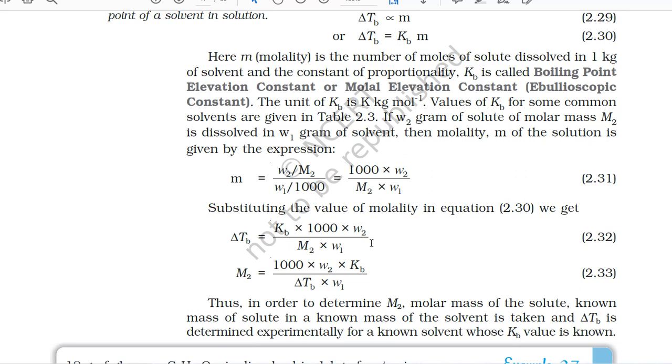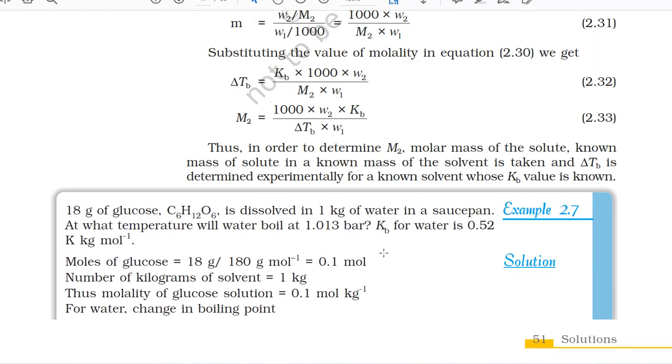Substituting the value of molality in equation 2.30, we get ΔTb = Kb × 1000 × W2 / (M2 × W1). So, M2 = 1000 × W2 × Kb / (ΔTb × W1). Thus, in order to determine M2, the molar mass of the solute, a known mass of solute in a known mass of the solvent is taken, and ΔTb is determined experimentally for a known solvent whose Kb value is known.